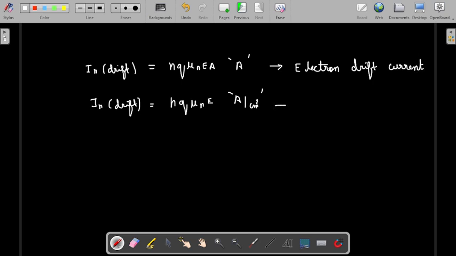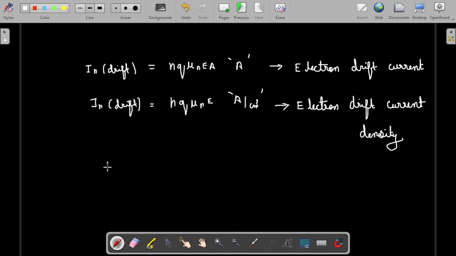So similar to that, it is called the electron drift current density. Density, because it's divided by area. So, electron drift current density. I hope it's understood for you.